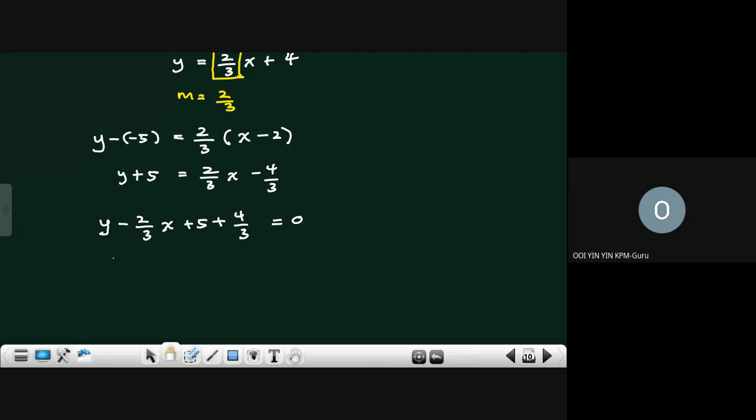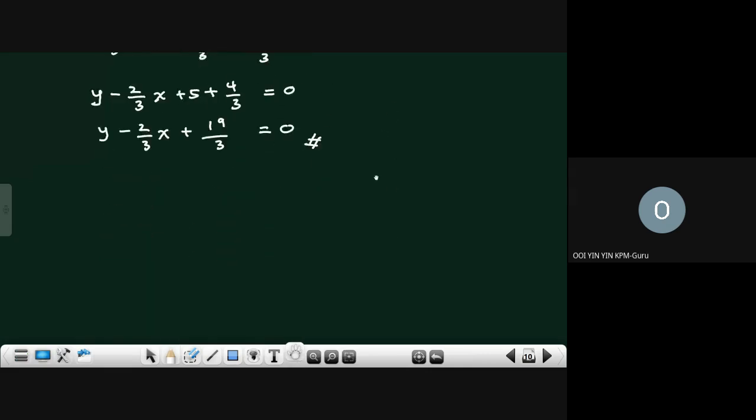Okay. Then again, this one you must settle, 5 plus 4 over 3. Okay, so here is y minus 2 over 3x. And then this, when you add all together, you get 19 over 3 equals to 0. So this is how your equation should be. Okay, now in general form.